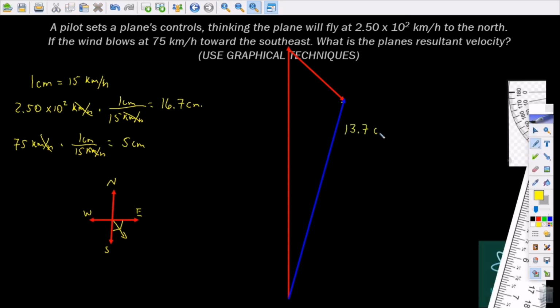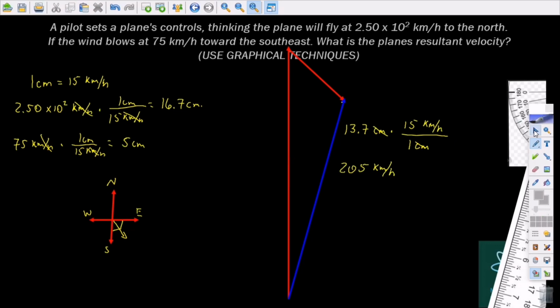13.7 centimeters. Remember that what we do is turn it back to, in this case, kilometers per hour. So I have 15 kilometers per hour over 1 centimeter. We make our multiplication of 13.7 times 15. 13.7 times 15 is actually 205.5. So we're going to round it to 205 because of significant figures, kilometers per hour. Okay, so that would be my answer for the resultant.